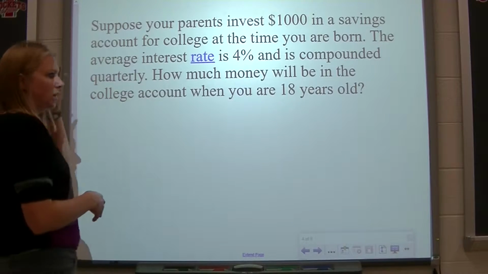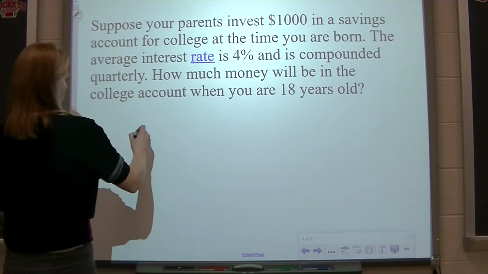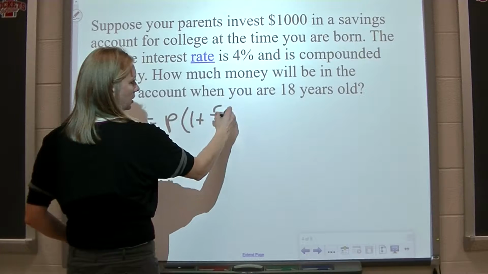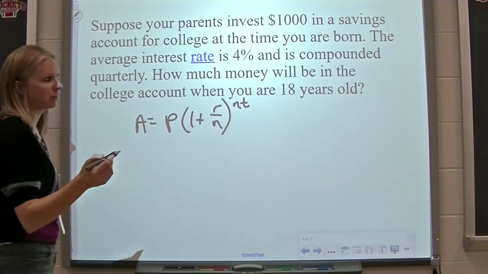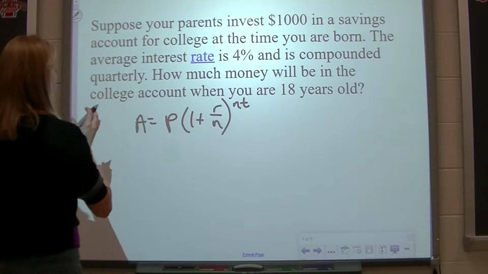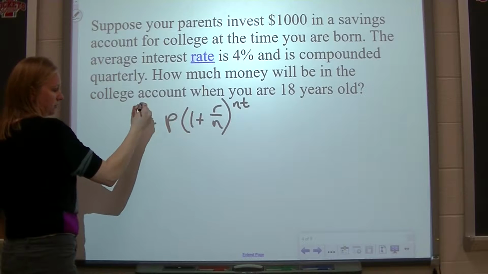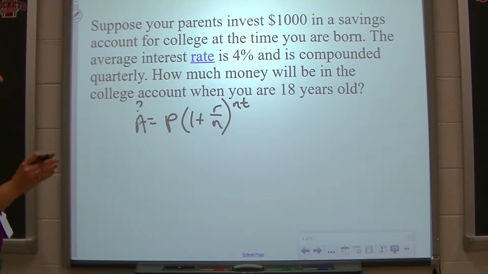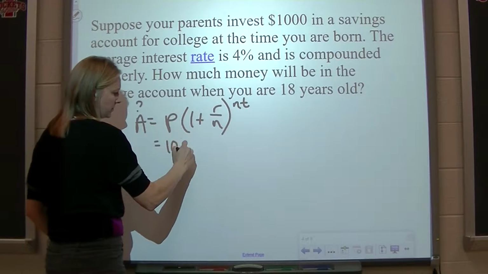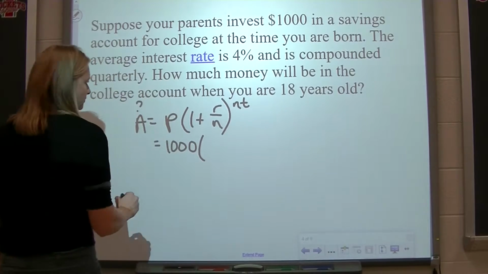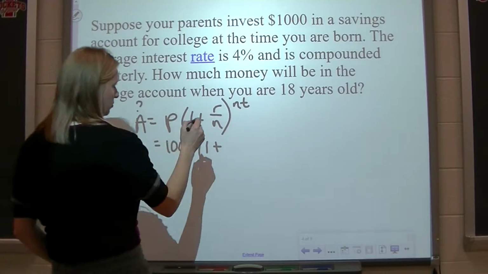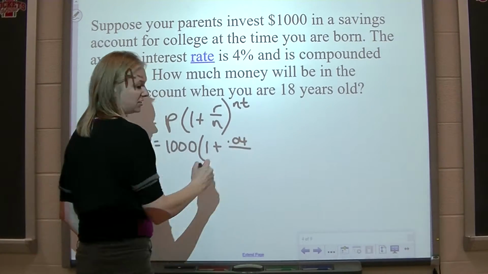Okay, so we have to use our formula of A equals P times (1 plus R over N) to the power of N times T, and fill in everything we're given. Well, A is the amount that's going to be there, so this is what we're trying to find. P is the principal, so the initial investment. In this case, initially $1,000 is invested, so we're going to plug 1,000 in. And then it's going to be 1 plus R, the rate, which is 4%, but I can't put 4%, so I'm going to put 0.04, the decimal of 4%.